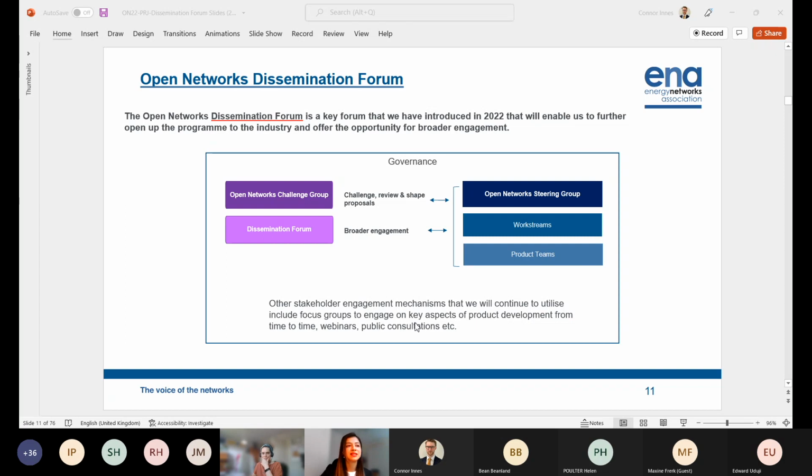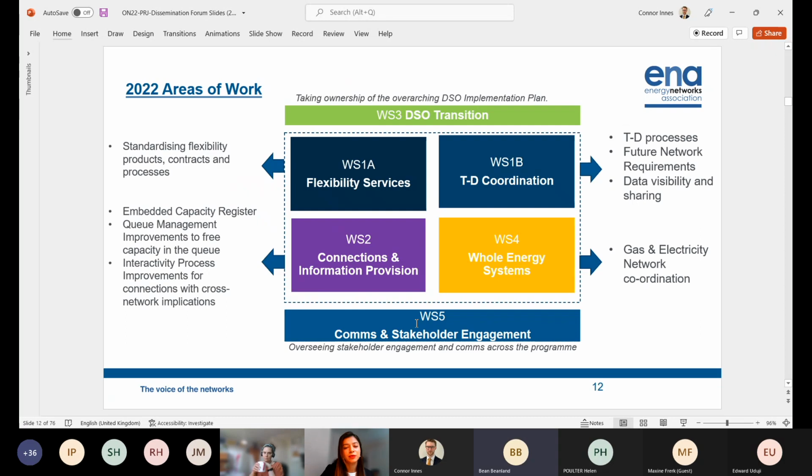So if you go to the final slide, Connor. Thank you. I guess just to recap the program and the different areas that we have. These are the 6 main work streams, and each of the work stream chairs will be talking to us about them in a bit more detail. At the top, we've got the DSO Transition, which is taking ownership of the overarching DSO implementation plan, helping to make sure that we are making good progress along that.